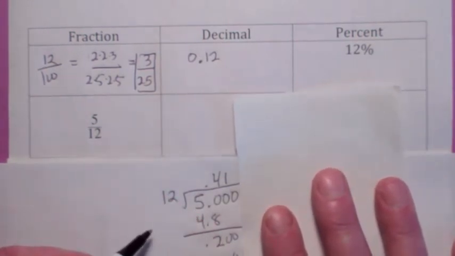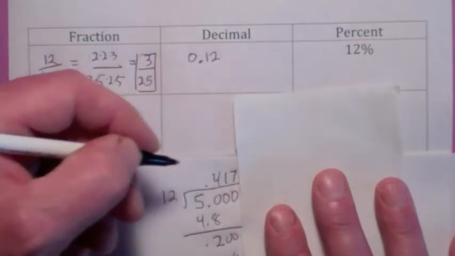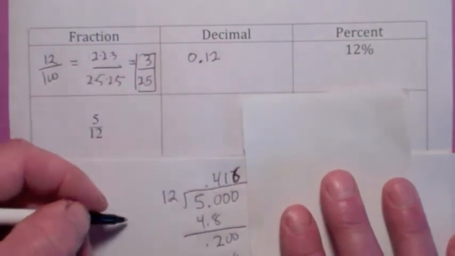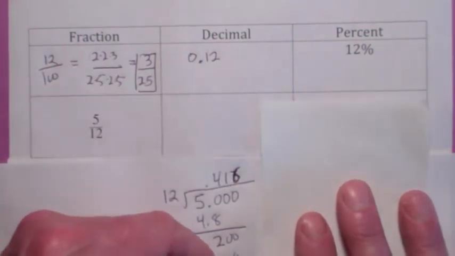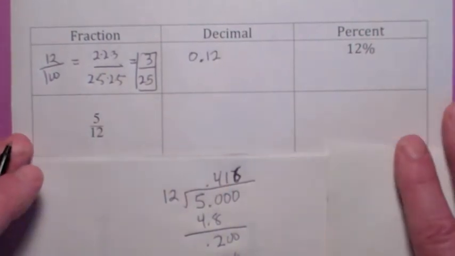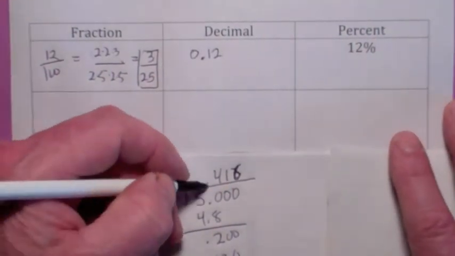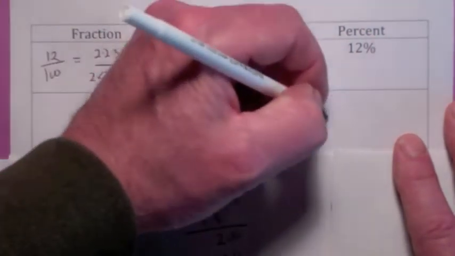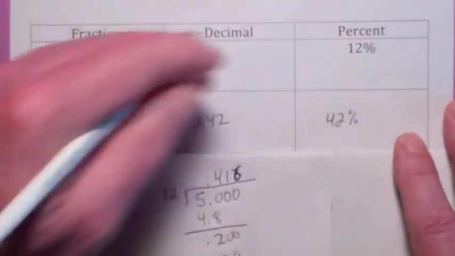12 goes into 80, I believe, 7 times, right? No, 6 times, I should say. 6. That gives you 72. I think we can stop because we're only going to round it to hundredths. So round it to hundredths, it would be 0.42, and as a percentage, it would be 42%.